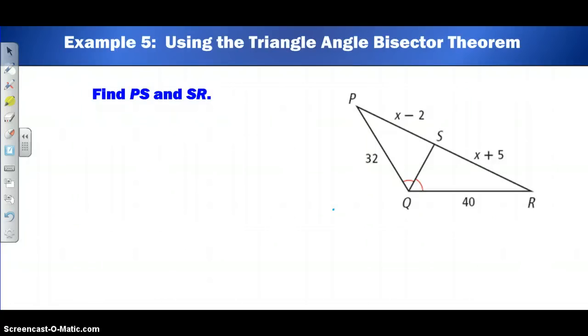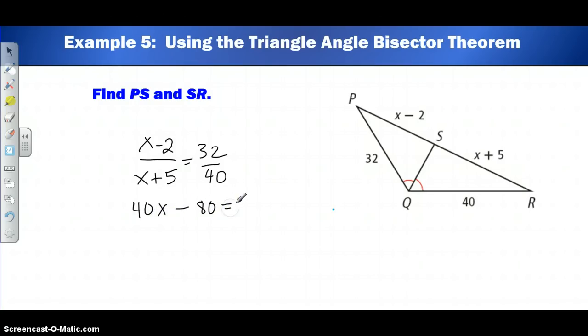Here's another problem that's similar to the last one, except now the sides don't just have single variables, they have expressions, and we are going to do this one together. So using our theorem, x minus 2 is to x plus 5 as 32 is to 40. And now we will cross multiply and get 40x minus 80 is equal to 32x plus 160.